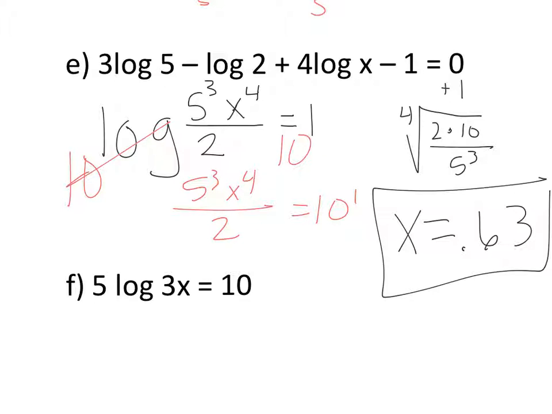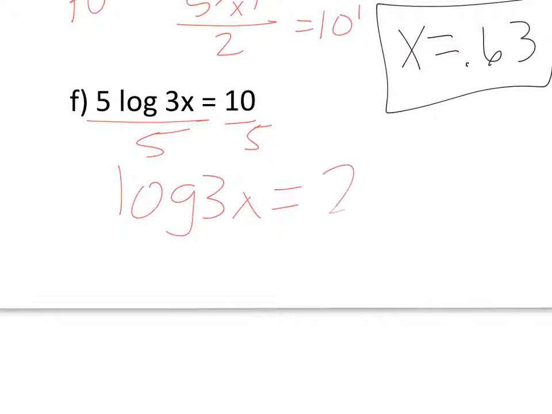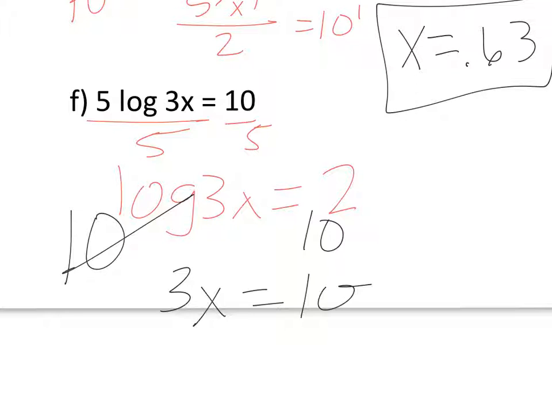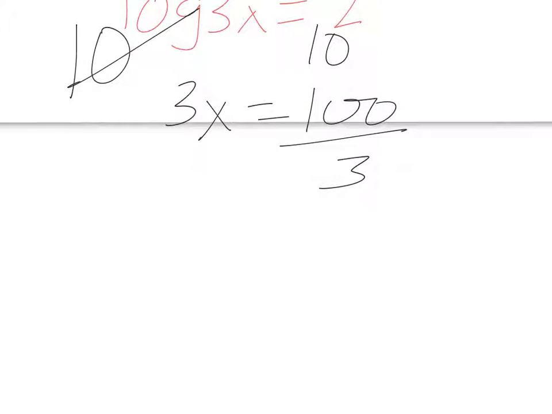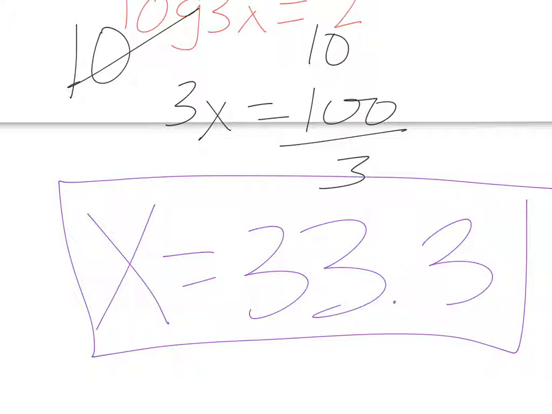Bing, bing, bong. And last but not least, first thing we're going to do is divide by my 5 here. Divide by my 5. So I have a log of 3x is equal to 2. My base here is 10 on both sides. So 3x, these two cancel, is equal to 100. Divide by 3. X is equal to 33.3.